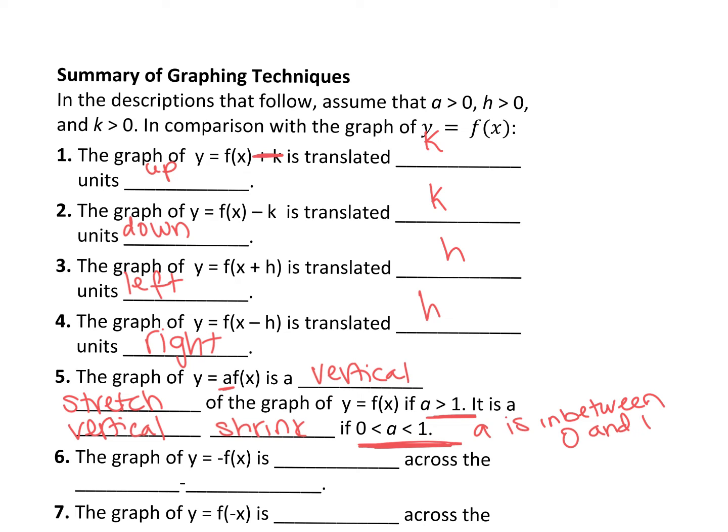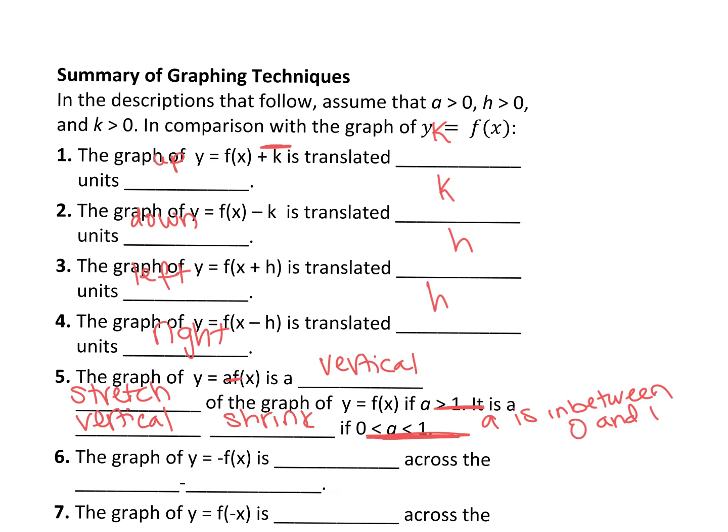Okay, it's okay. Now, if the graph of y equals negative f of x, so if the negative's in front, it's going to reflect across, I don't like the way that looks. Let me fix that. Okay, sorry. It's going to reflect across the x-axis.